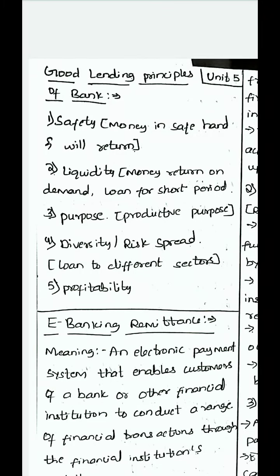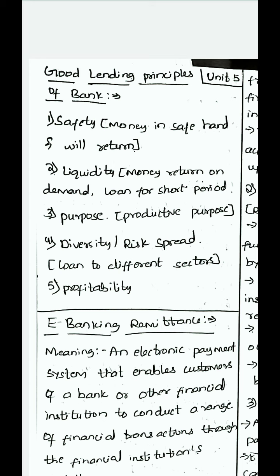Banking Law, Unit 5. The first concept in Banking Law Unit 5 is the good lending principles of a bank. So what are the good lending principles of a bank? The first is safety. The banker should take care that the money he is lending is in safe hands and will return. That is, the customer is capable of returning the money.